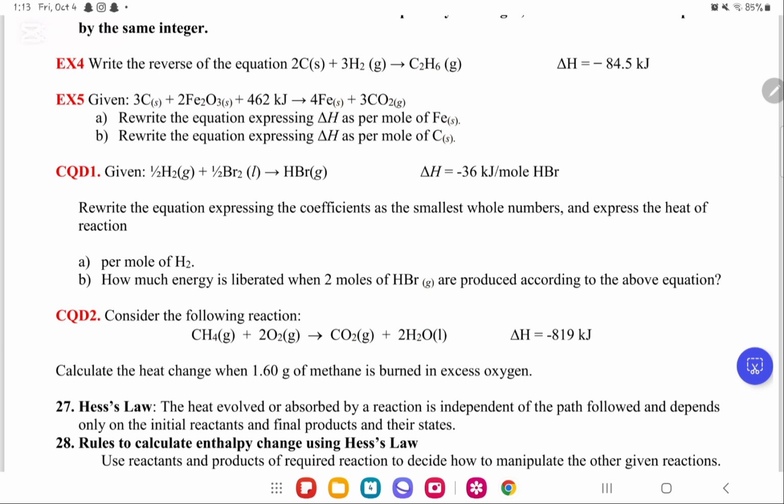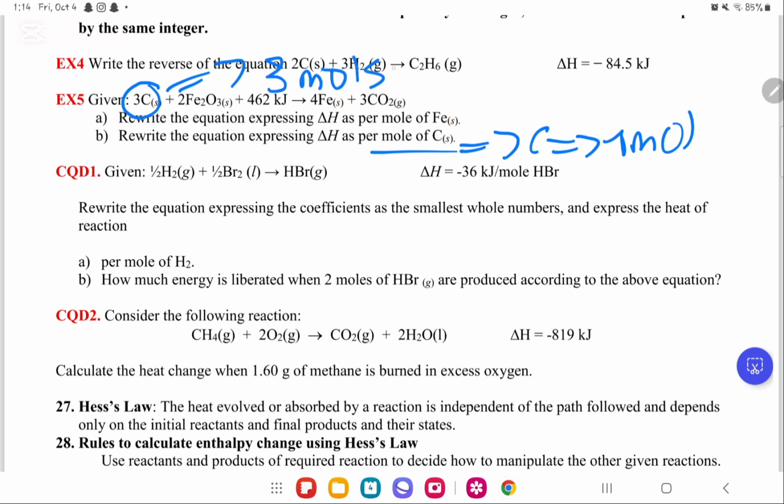Rewrite the equation expressing delta H as per mole of C. What do we mean by mole of C? That means C has to be 1 mole. Here it is 3 moles. How does 3 moles become 1 mole? If we divide it by 3.